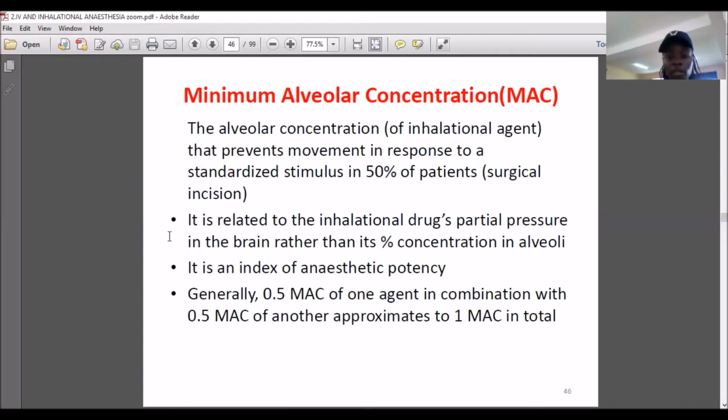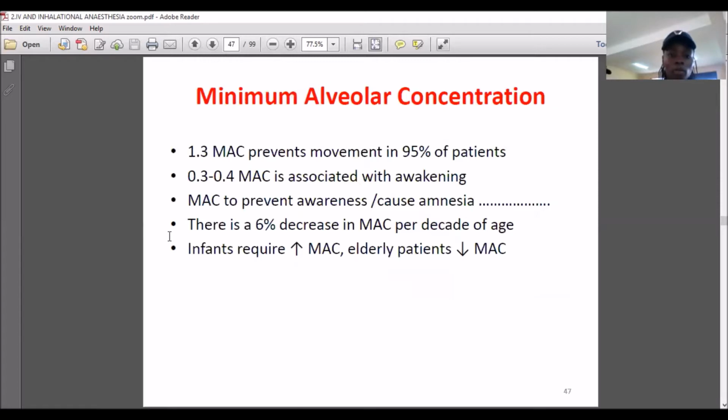Generally, 0.5 MAC of one agent in combination with 0.5 MAC of another approximates to 1 MAC in total. So in total, it will be 1 MAC that is given. 1.3 MAC prevents movement in 95% of patients.